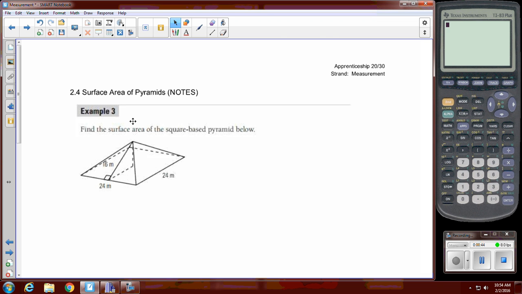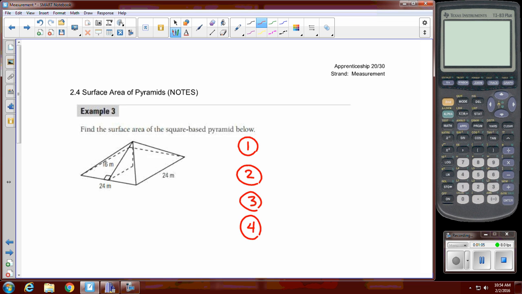Now, we'll start with this pyramid, and it's saying find the surface area of the square base pyramid. So if I look, there's the square base that's 24 by 24, and then there are 4 triangles that make up the other part of it. So we have to add up all of those sides. So there's a base and 4 triangles. Then really, I'm talking about 5 separate faces that I need to consider in this calculation.